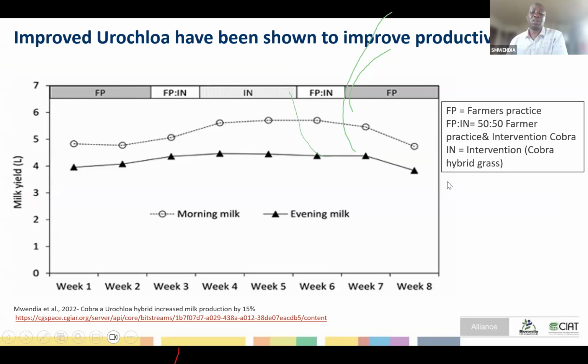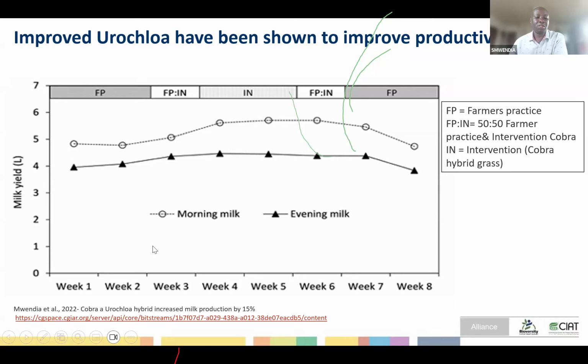And here I clearly show one of the actual experiments I did with one of those materials, actually a Cobra. Cobra, which I've said is one of the hybrids, Urochloa. And we took from week 1 to week number 8. Those are 2 months. And from week 1 to week 2, we just measured the amount of milk the animals were producing in the morning and in the evening. And this is at the farmer practice there.